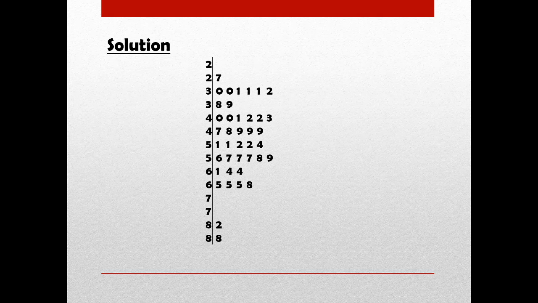So notice, 2 stems for each stem: 2, 2, 3, 3, 4, 4, 5, 5, 6, 6, 7, 7, 8, 8. But now what we've done is we have rearranged our leaves so that the leaves from 0 to 4 are on the first stem for a particular value, and the leaves from 5 to 9 are on the second stem for that value. So look at the 3s. We have 0, 0, 1, 1, 1, 2. Those are all between 0 and 4. And then on the second 3, we have 8 and 9, which would fall between 5 and 9.